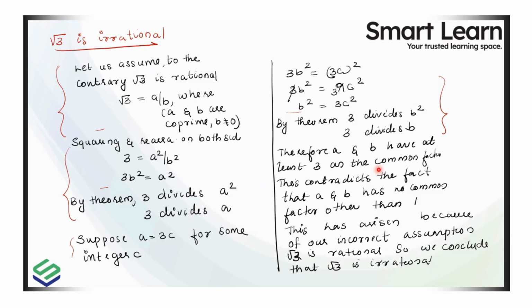What is the meaning of that? That means here A and B have at least 3 as a common factor. So this contradicts the fact that A and B have no common factor other than 1. Why does this contradiction arise? Because of our incorrect assumption that root 3 is rational. So we conclude that root 3 is irrational.